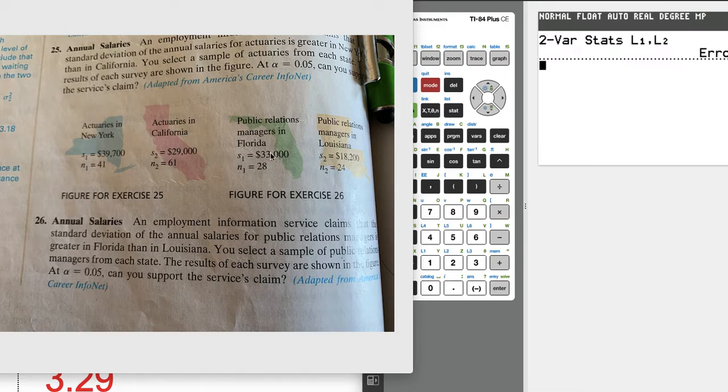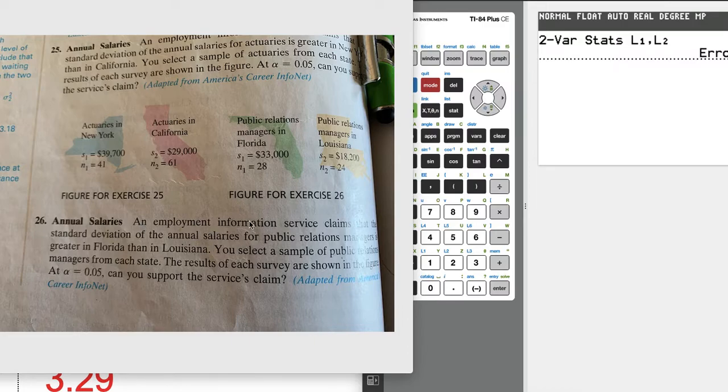Here, S1 is bigger than S2. So this is going to be your degrees of freedom for the numerator. Excuse me, and this will be your degrees of freedom for the denominator. Okay, so when they give you the information, whichever one is the bigger S value, that's going to be your numerator.